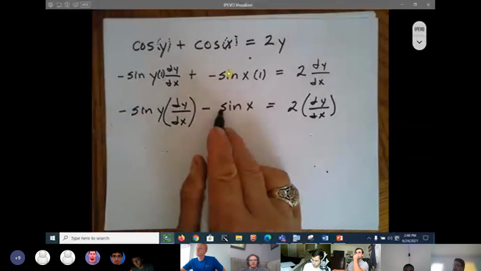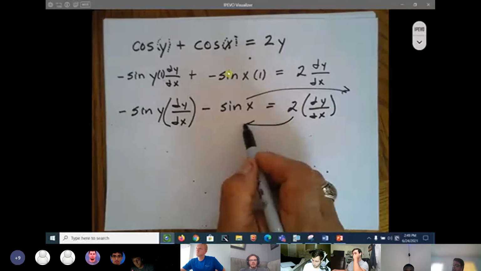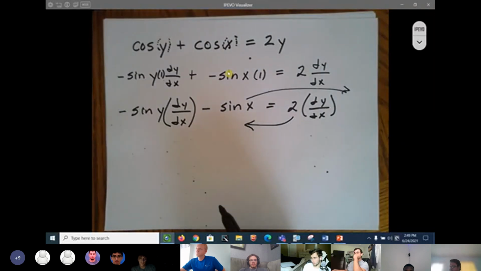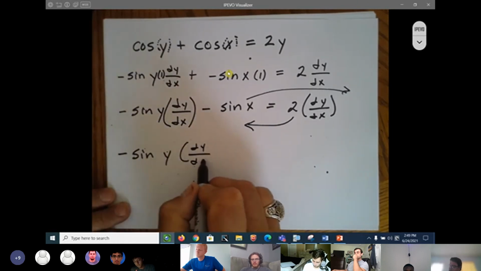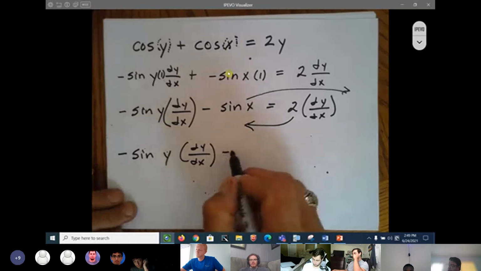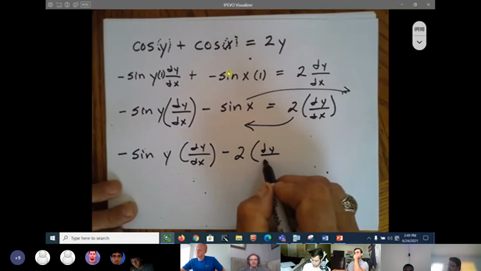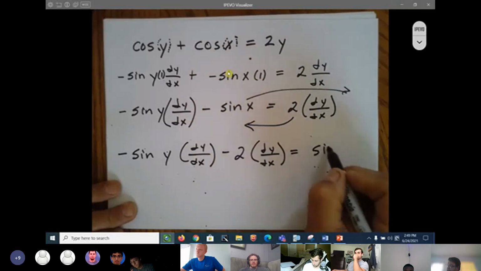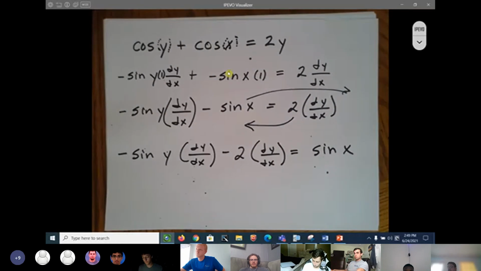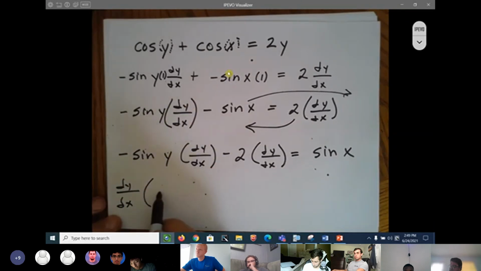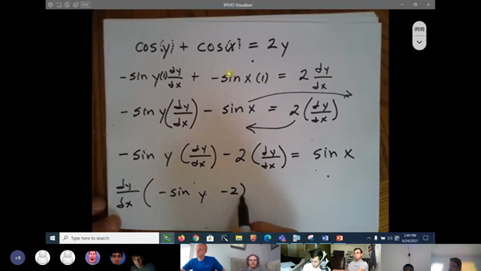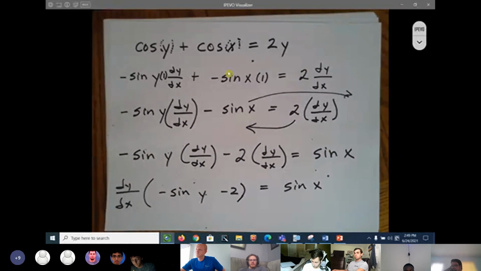I'm going to take this sine over here and this 2 over here, and I need y'all to make sure that I don't screw that up. That's going to be negative sine of y dy dx minus 2 dy dx equals sine of x. Factor out dy dx, and that's going to leave negative sine of y minus 2. And of course, the dy dx is equal to sine of x divided by all that trash.